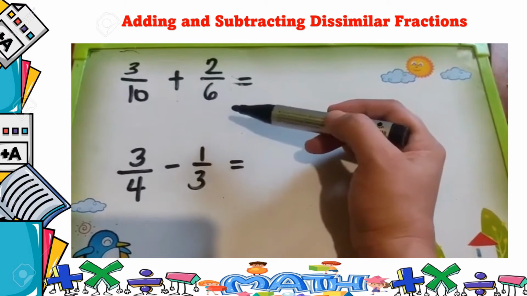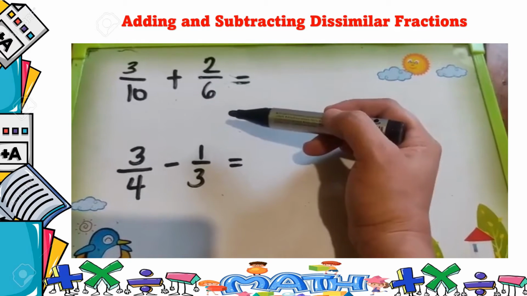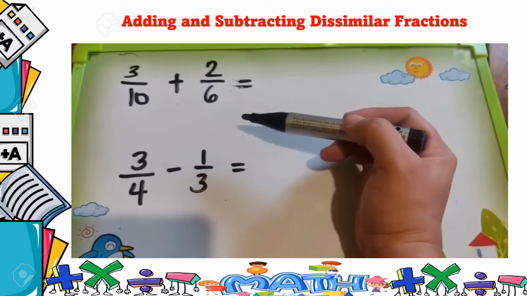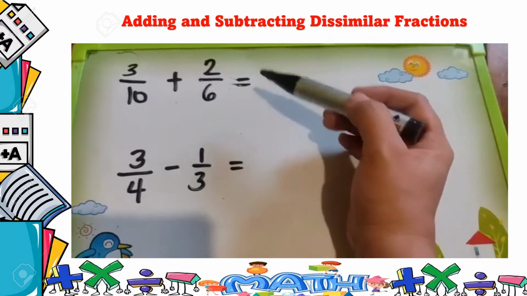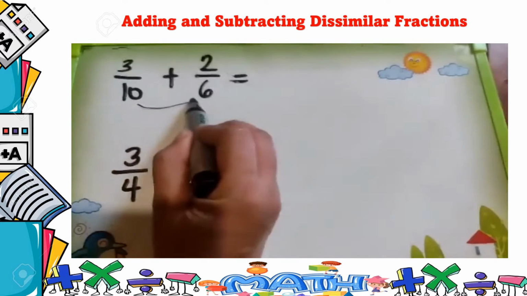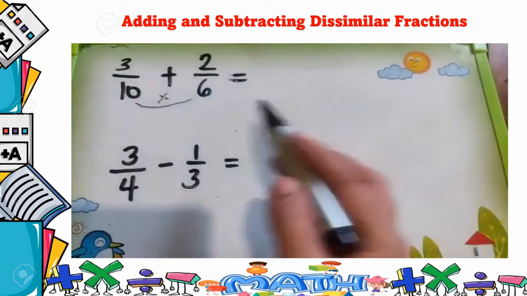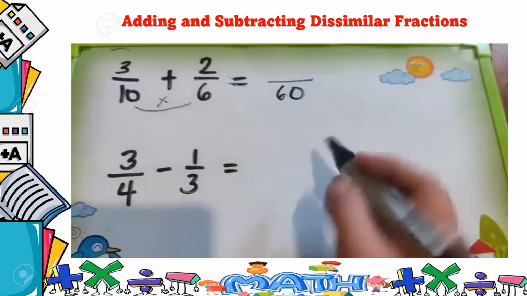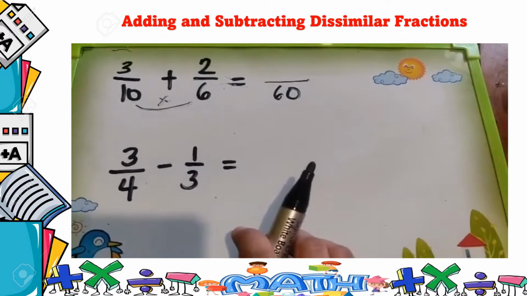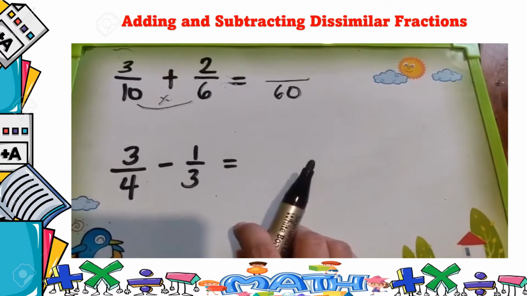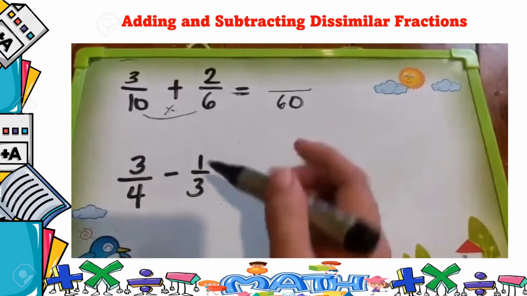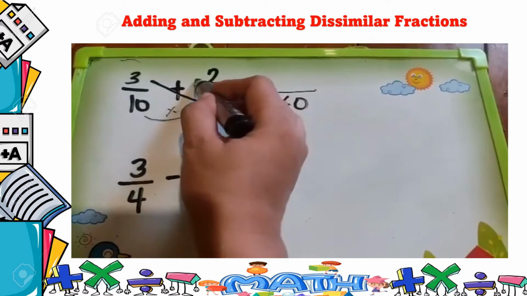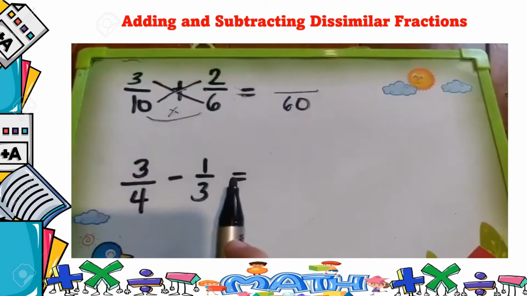First, get the LCD or the least common denominator. How will you do it? You will just multiply both the denominators. In the given, we will multiply 10 times 6. 10 times 6 is equal to 60. And then the next step is to do cross multiplication. Meaning you will multiply 3 times 6 and 2 times 10. That's why it is called cross multiplication.